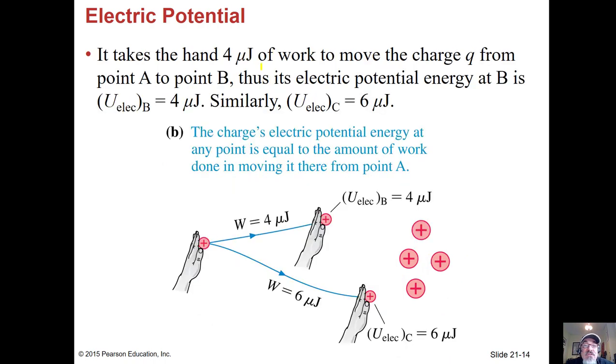Okay, so if it takes 4 microjoules of work to move it from A to B, from here to here, and if it takes 6 microjoules, remember joules, that's the unit of energy, we could figure out the difference in energy between these different points, right? If this is 4 and this is 6, the difference between here would have to be 2.